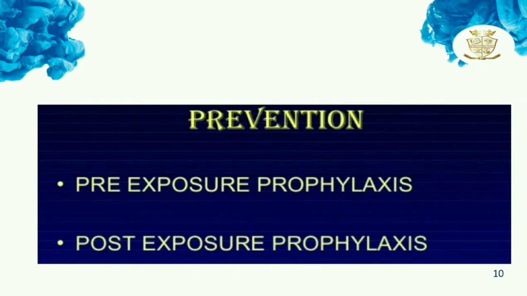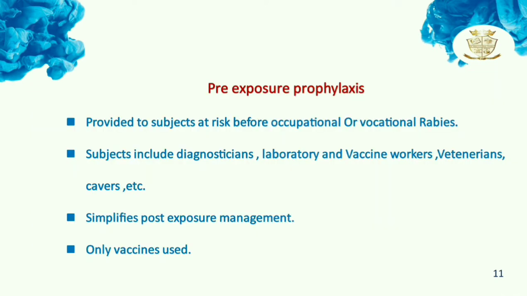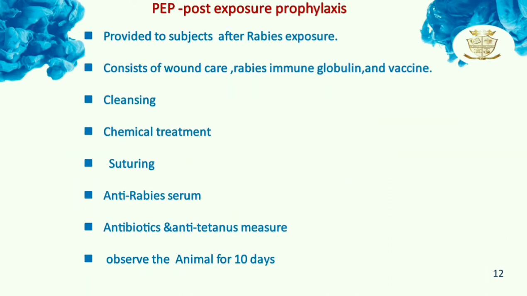There are mainly two types of preventive measures: pre-exposure prophylaxis and post-exposure prophylaxis. Pre-exposure prophylaxis is provided to subjects at risk before occupational or vocational rabies exposure. The subjects include diagnosticians, laboratory and vaccine workers, veterinarians and animal carers, etc. Pre-exposure prophylaxis occurs mainly through vaccines.